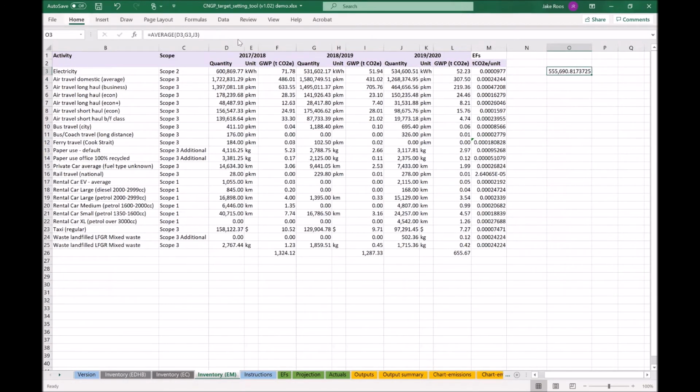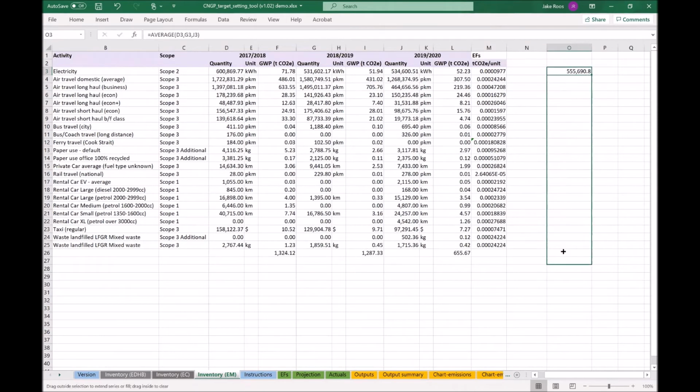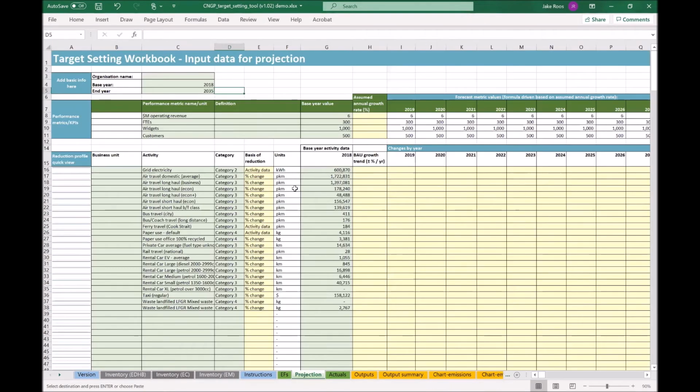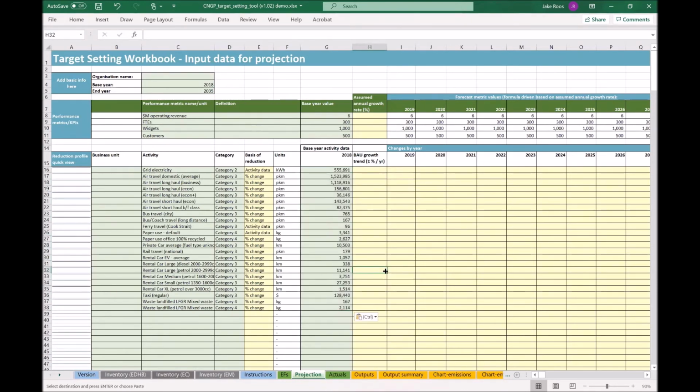Lots of decimal points there, get rid of a few decimal points. And there we go, averaged activity data for the 2017 to 2020 financial years, that is. So now we simply copy that across to projection and paste it in here. Now we have an average base year.